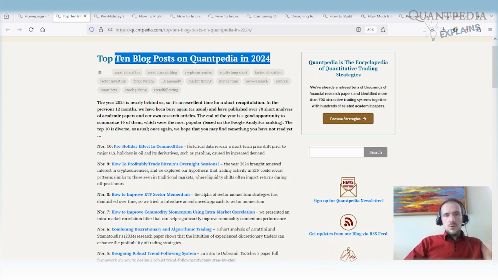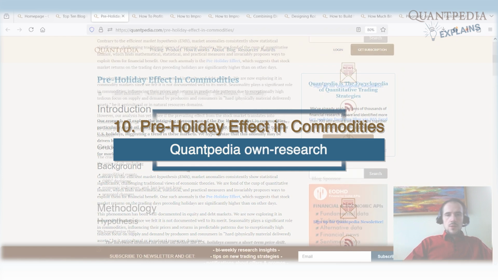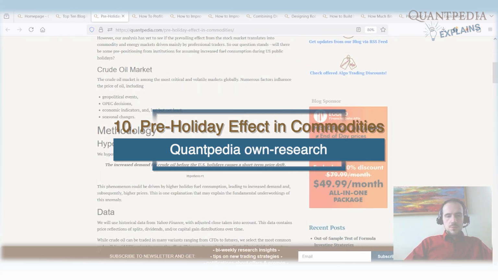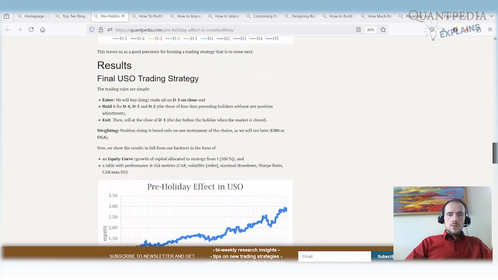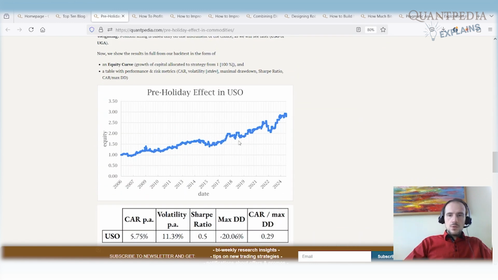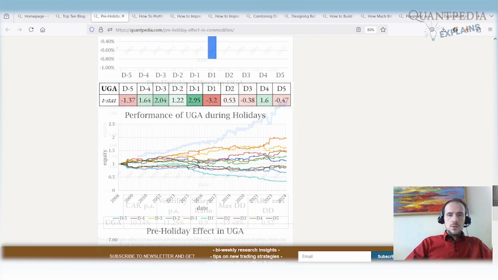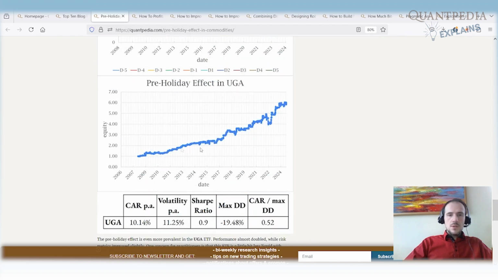Number 10, based on Google Analytics ranking in year 2024, was the pre-holiday effect in commodities. So what was the blog about? We discussed how the commodities and especially the gasoline performs before the public holidays, and we found a very interesting trading strategy in crude oil, but even better in gasoline. So there is a significant drift in the prices before the US holidays because the people like to drive to see their families, etc., and they use the gasoline, of course. So this makes a drift in the prices of gasoline, and we can profit out of that.